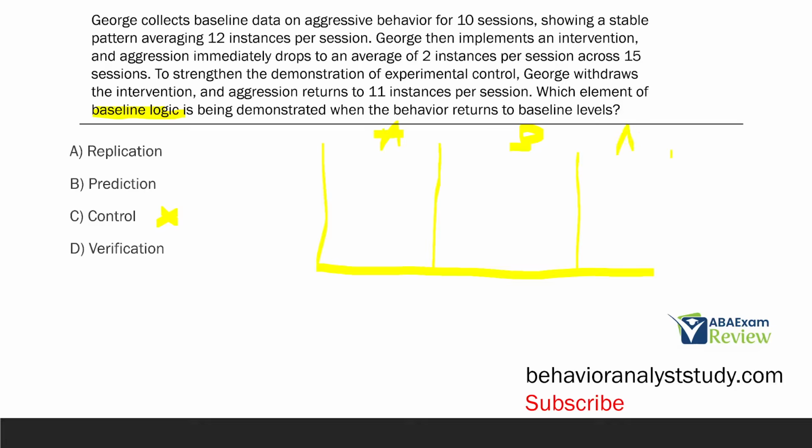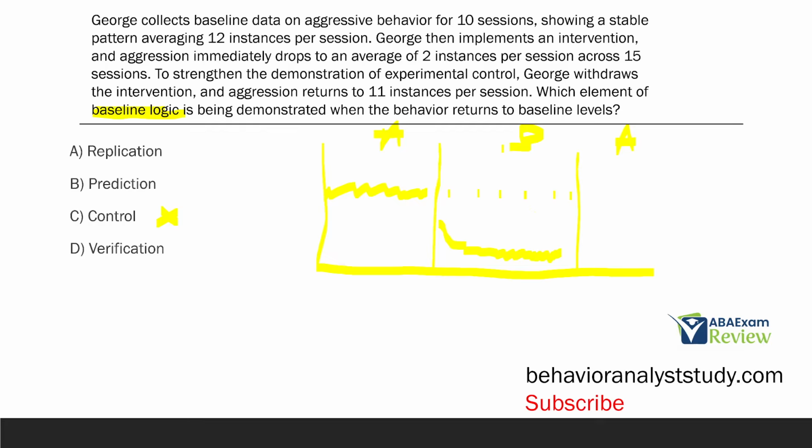Baseline, intervention, baseline. Now, if we start in baseline, where we have a baseline for 10 sessions showing stable, about 12 instances, okay? This is our baseline. What is our prediction? When we make a prediction, we're predicting that baseline would remain the same if intervention is not implemented. When George does implement an intervention, it drops to about 2 instances per session. Now, what is our verification in this case?